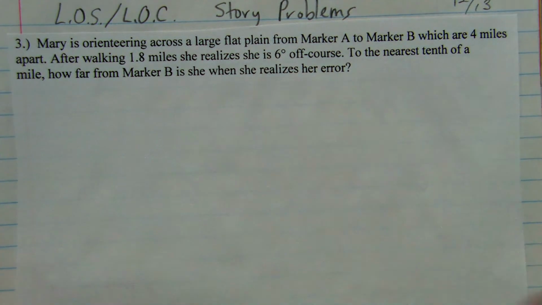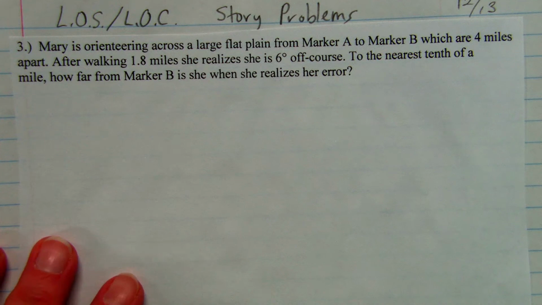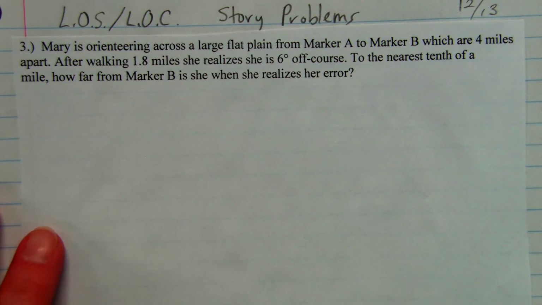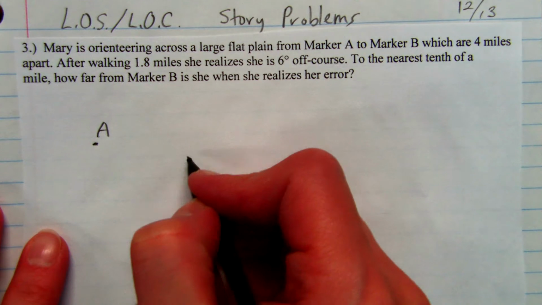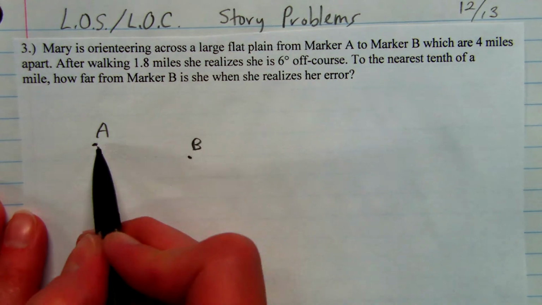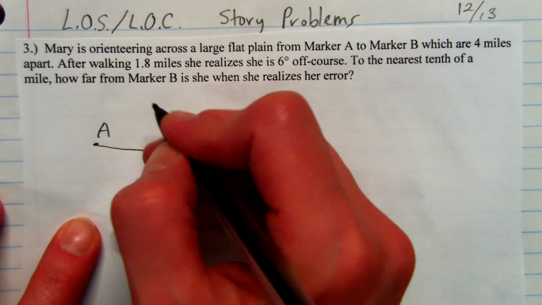Mary is orienteering across a large flat plane from marker A to marker B, which are 4 miles apart. I think this means that she's like hiking with a compass. I'm not entirely sure what orienteering is, but that sounds right. We don't really know how this goes. So I'm going to say A's here and B's there. I'm going to draw sort of a random segment between A and B, and they tell us that it is 4 miles apart.